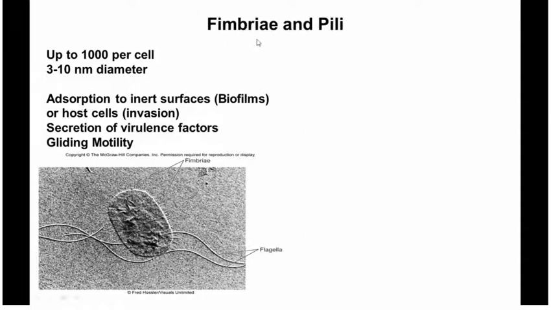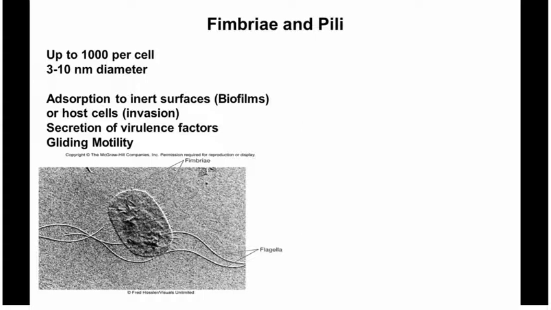The fimbriae, this was a microbiologist in Dundee, in the northeast of Scotland. Pili, this was some American person. Okay, so fimbriae and Pili, you can have hundreds of them per cell, very, very narrow, 3 to 10 nanometers in diameter, and they're not all the same. One cell can have several types of fimbriae or Pili on the surface. And because they're not the same, they have multiple different functions.